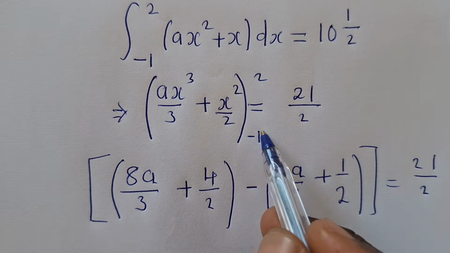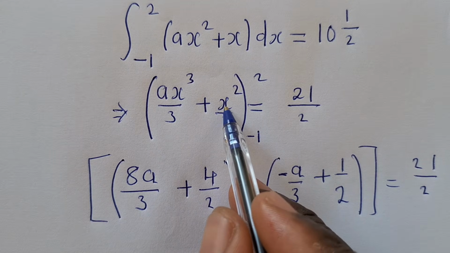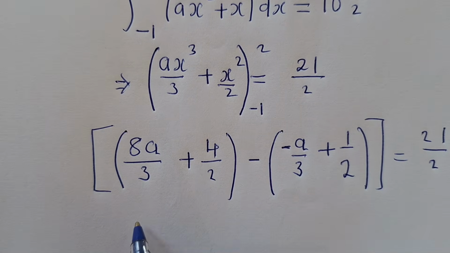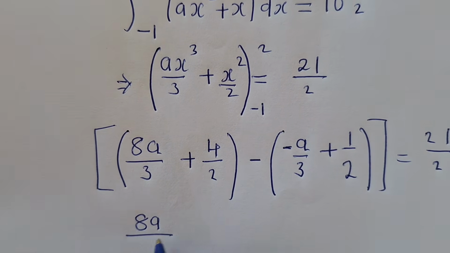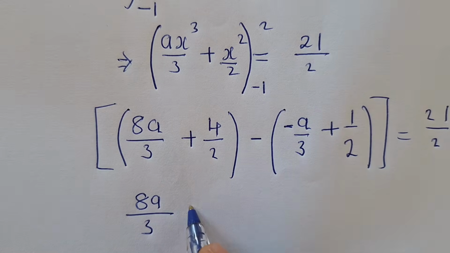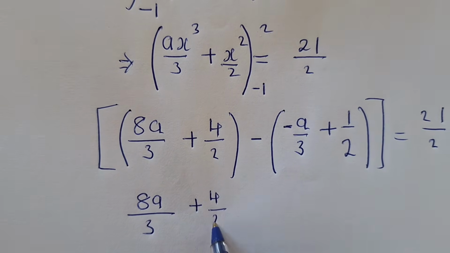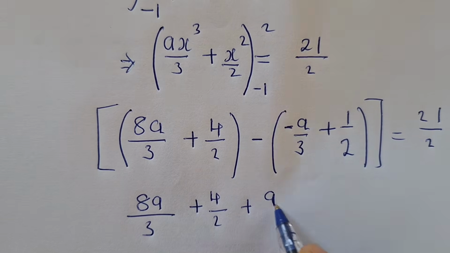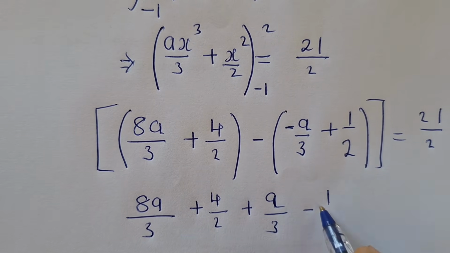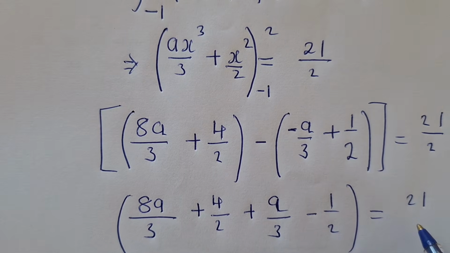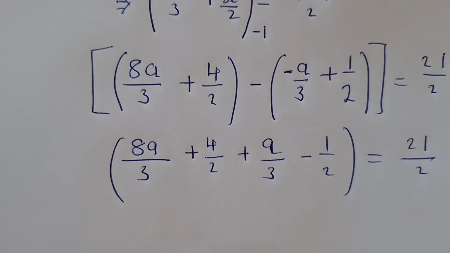So that is when we get this negative 1, substitute it here, it will be positive 1. So we simplify, we've got 8a over 3. If you want, you can divide here, but I won't divide, I'll leave it like this. Okay, get rid of the brackets here, it will be like this. This is what we are going to have, which is equal to 21 over 2.